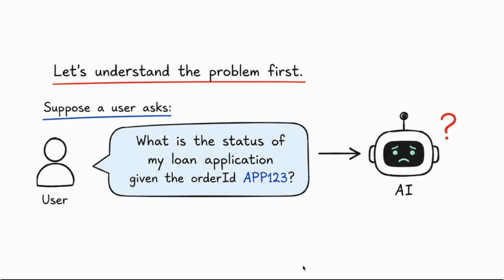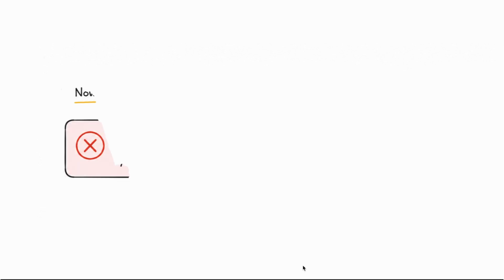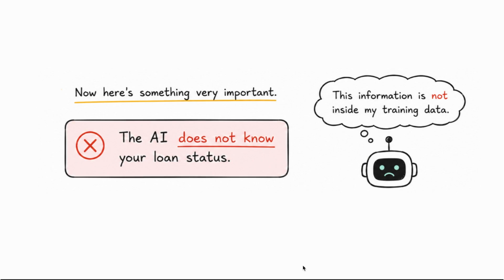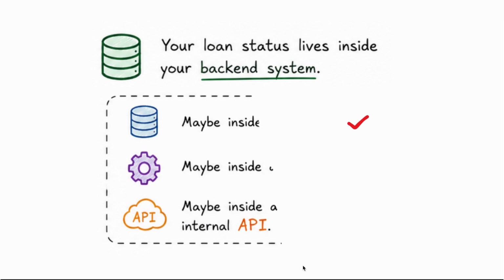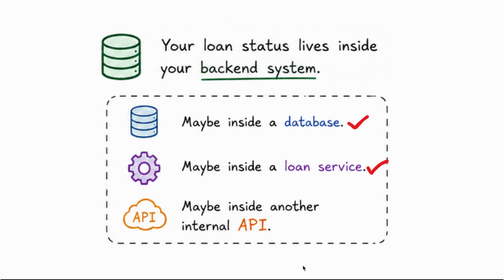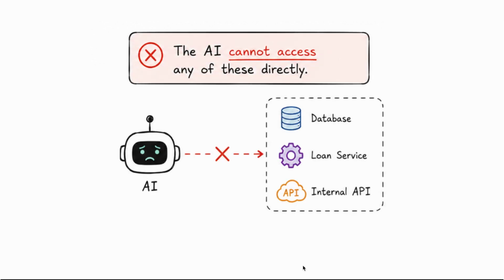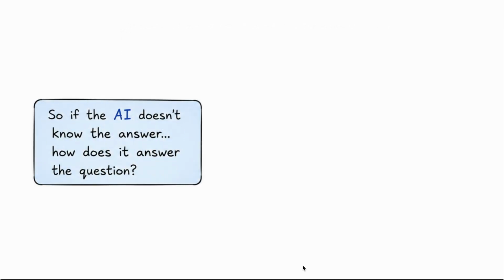Suppose a user asks, what is the status of my loan application? Given the order ID, let's assume the order ID is app123. Now here is something very important. The AI does not know your loan status because that information is not inside the AI model. Your loan status lives inside your backend system, maybe inside a database, maybe inside a loan service, maybe inside another internal API. The AI cannot access any of this directly. So if the AI does not know the answer, how does it answer the question?